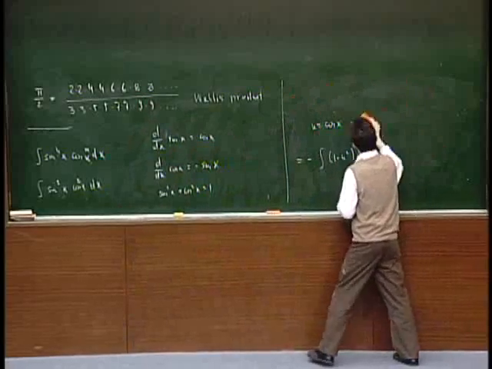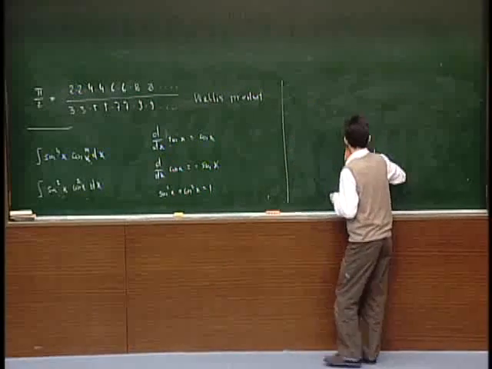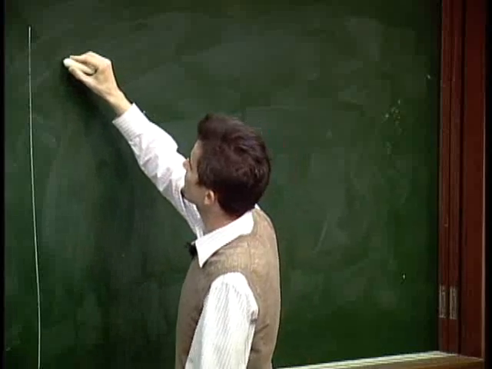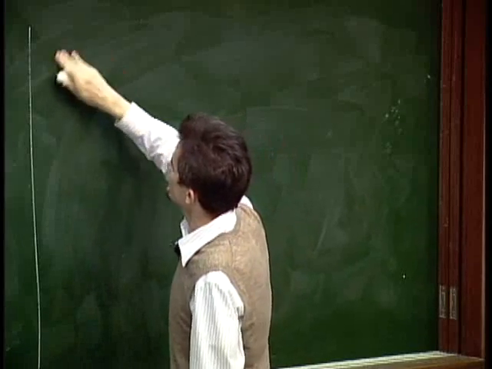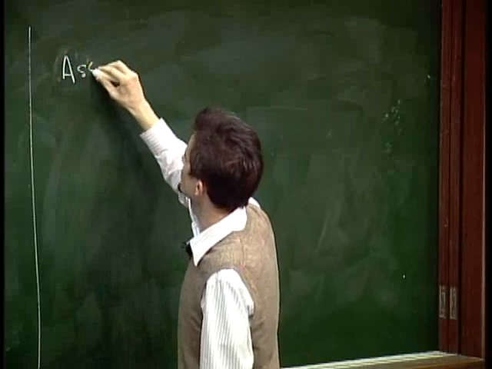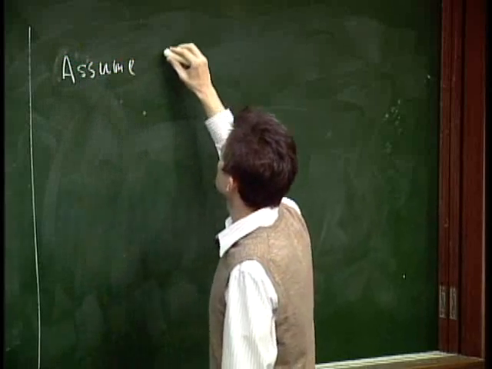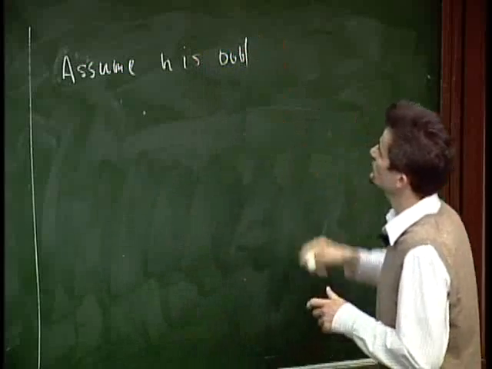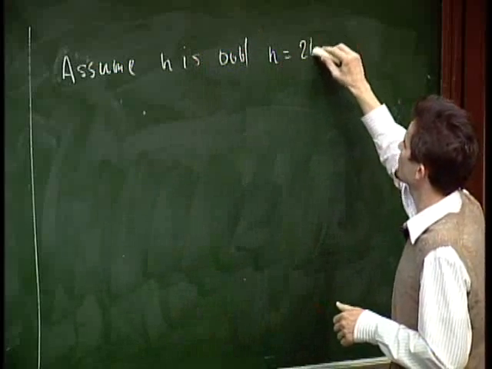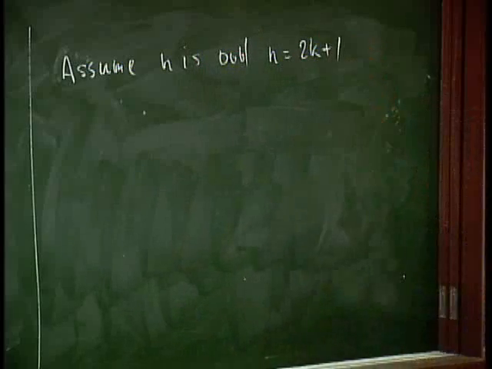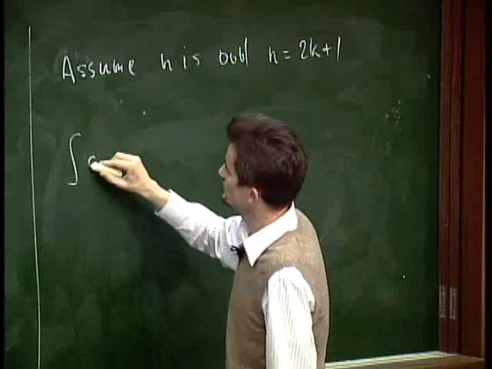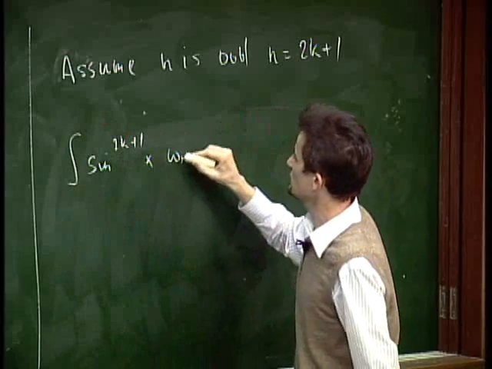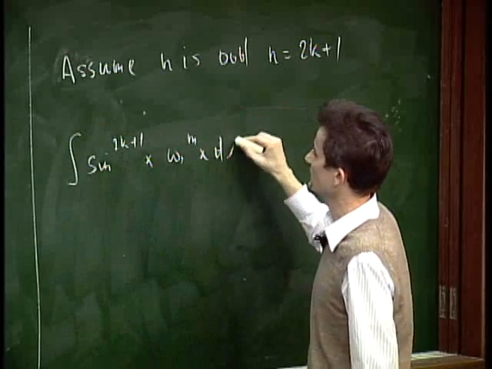Maybe I show you, just to make this complete, the general case. So let's assume n is odd. This means n is equal to 2k plus 1. Then the integral is the integral of sine to the 2k plus 1 of x times cosine to the m of x dx.